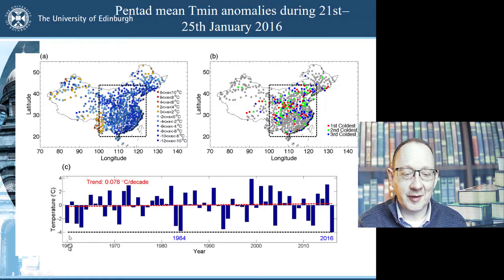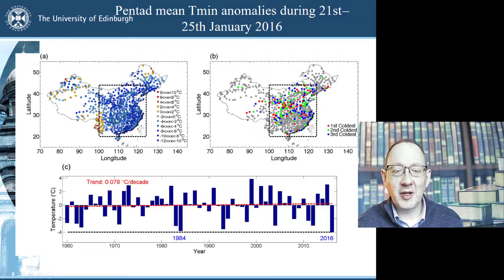So you can see, back in 1960, -2. Here's a very cold event in 1984, which was the second coldest. Here's 2016, so definitely the coldest event. And the trend in this is actually quite small. It's warming at about 0.078 degrees centigrade per decade, roughly 0.1 of a degree centigrade per decade, which is considerably less than the global average. So there may well be a weaker climate change in this region going on.